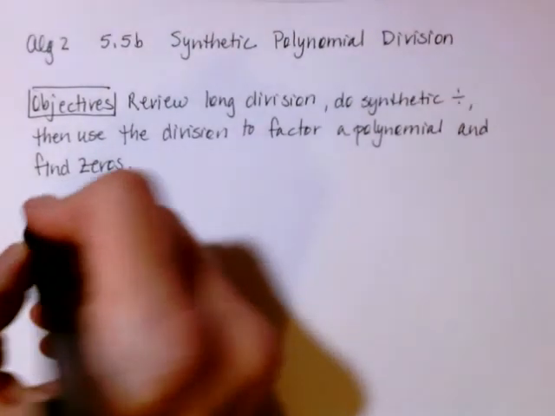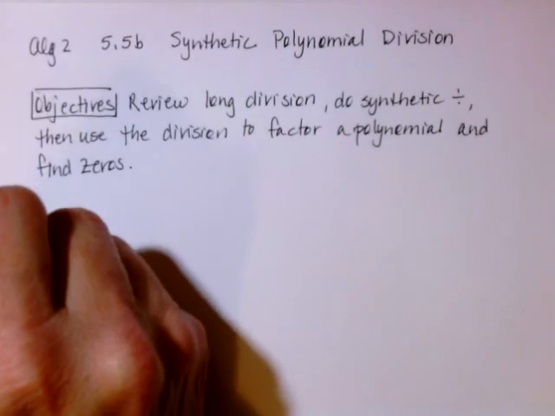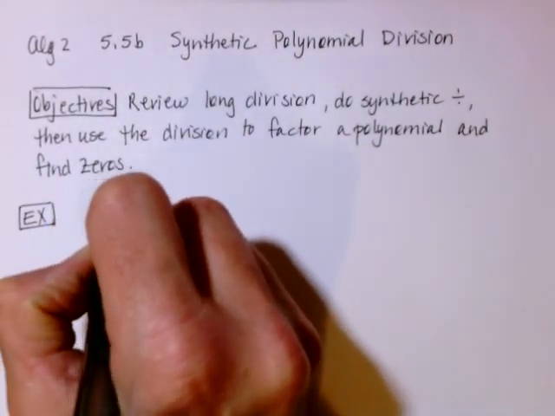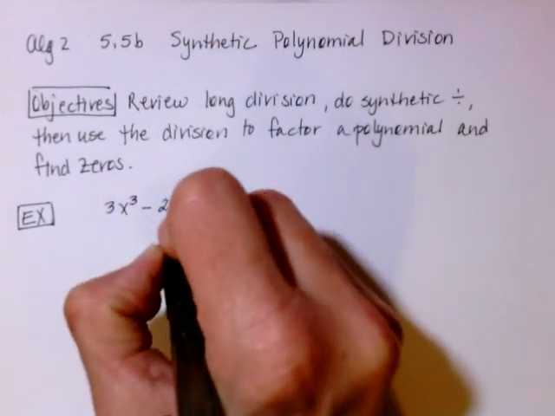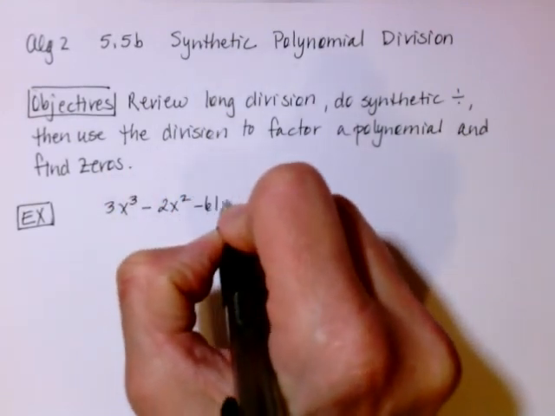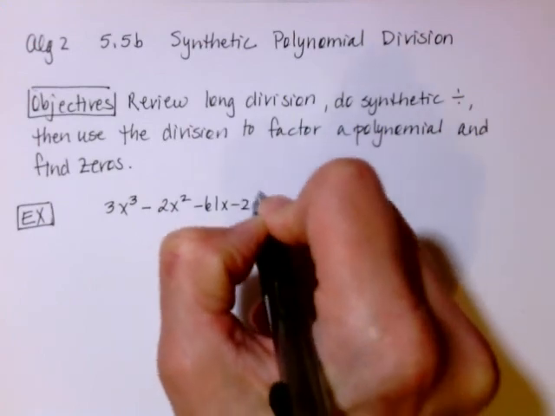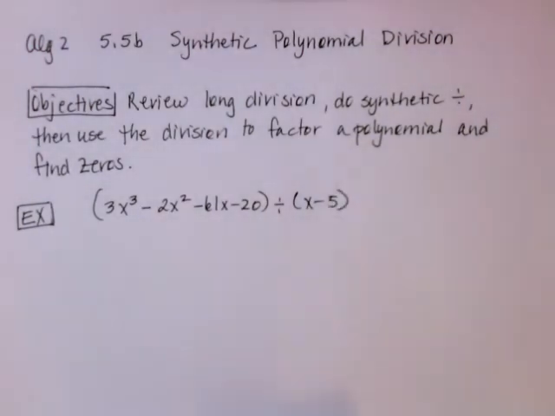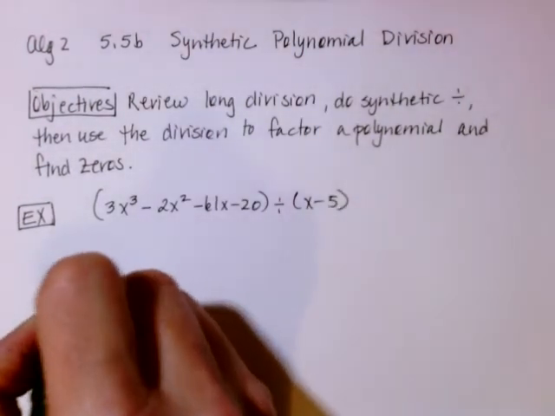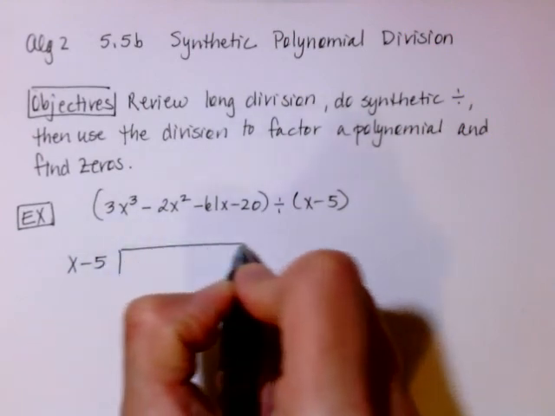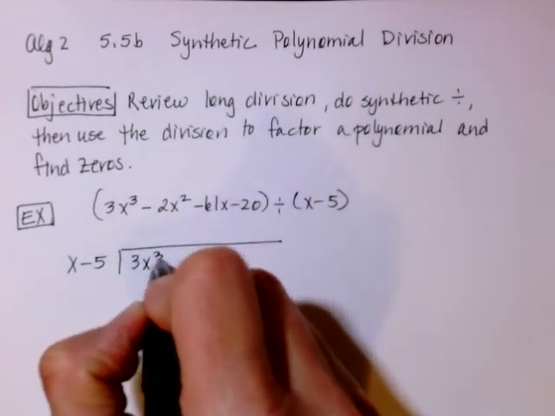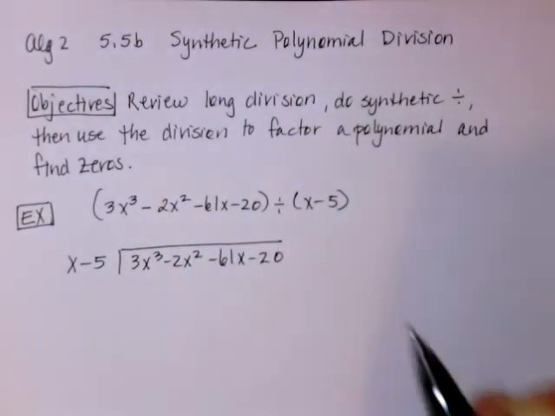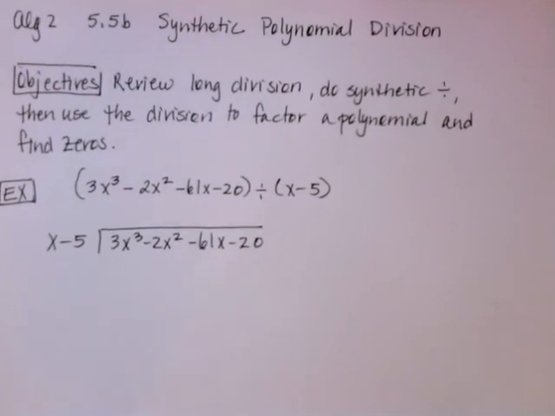Okay, so let's review a long division problem first. So I want to divide 3x cubed minus 2x squared minus 61x minus 20 by x minus 5. I don't need any placeholders, so I'm just going to start my division. So I'm going to rewrite my problem. So there's 3x cubed minus 2x squared minus 61x minus 20. All right, now I think we're ready to start.